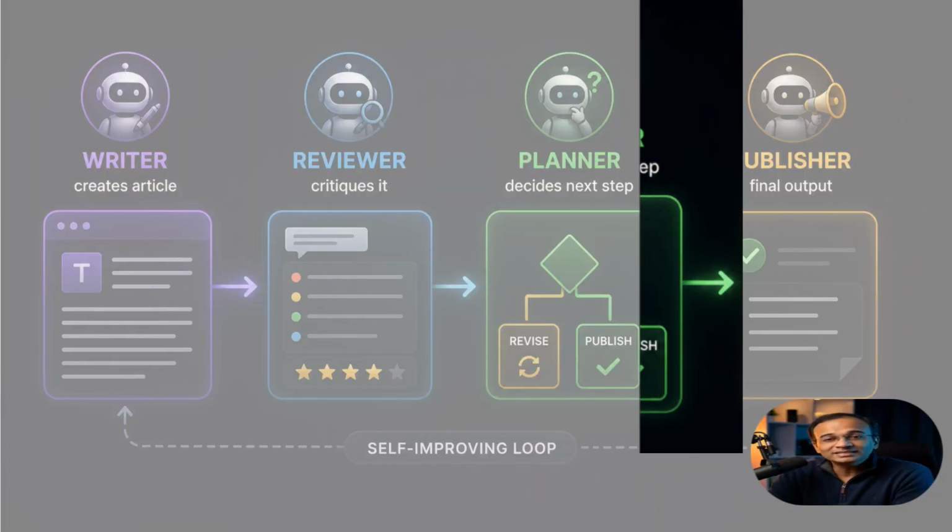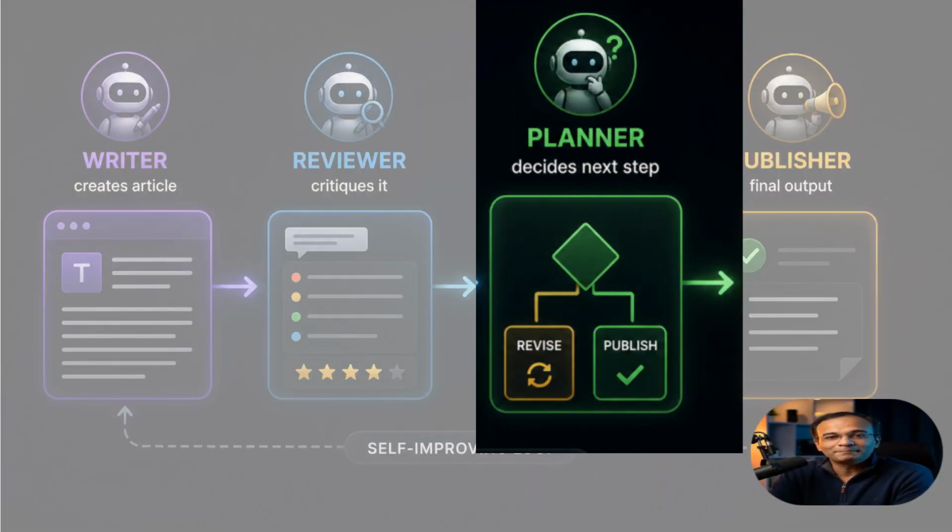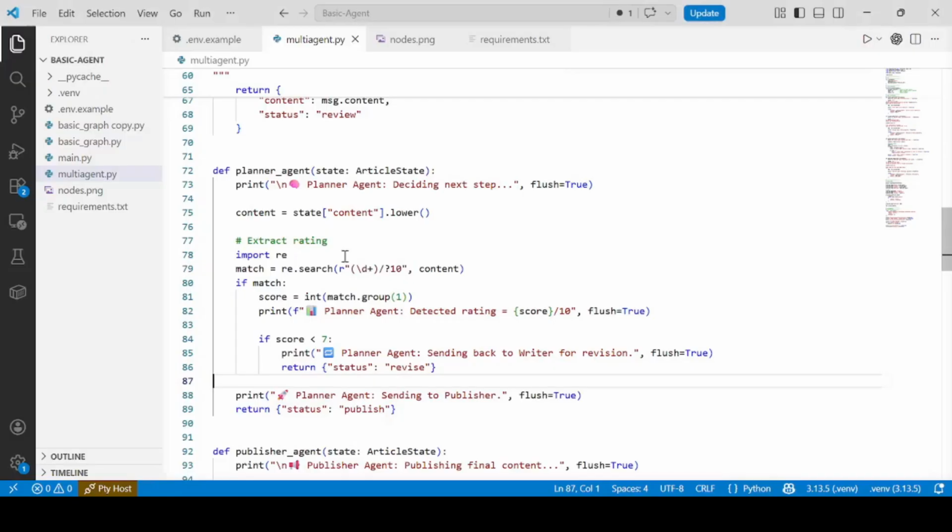it's a role. Now let's start creating our third agent, Planner. This is where the workflow becomes truly multi-agent. The planner reads the reviewer's output. It extracts the rating and then decides: if rating is below 7, send back to writer, else send to publisher. This is dynamic routing. This is autonomy. This is what transforms a pipeline into a multi-agent system. The planner is the brain of the workflow.